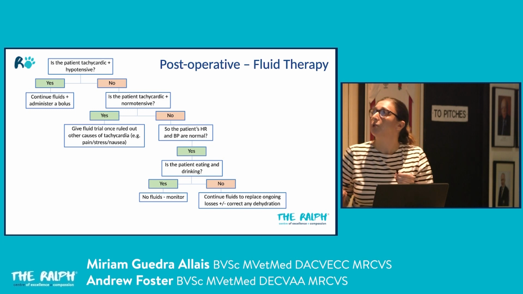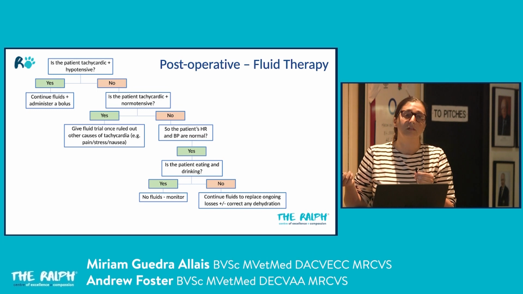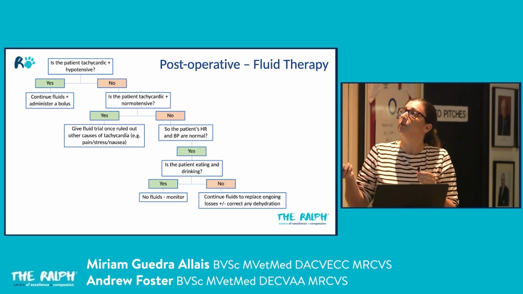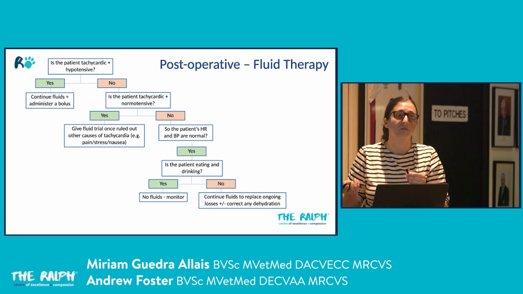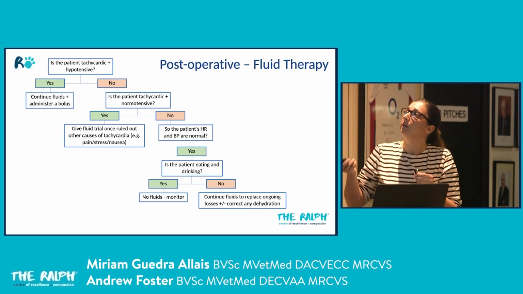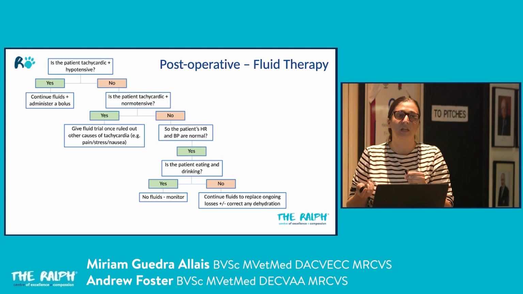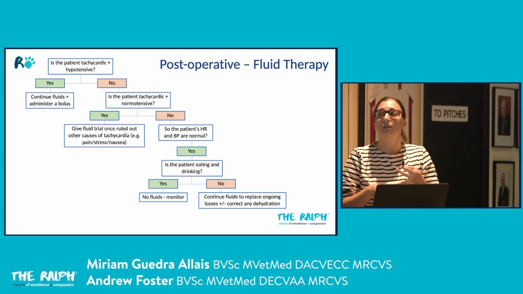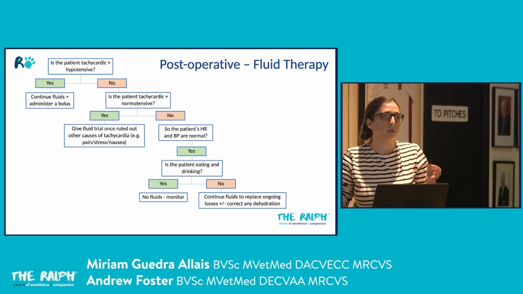So that's a little flowchart that's pretty useful: is my patient tachycardic and hypotensive? That helps you know what to do. Is it tachycardic plus hypotensive? Yes. Often the answer would be to administer a fluid bolus. Is it just tachycardic and normotensive? Then you could try another fluid bolus. If it doesn't resolve, you need to look for another cause of the tachycardia. Is my patient painful? Is he stressed? Is he nauseous? Does he have a full bladder? Is his stomach full and I need to empty it?